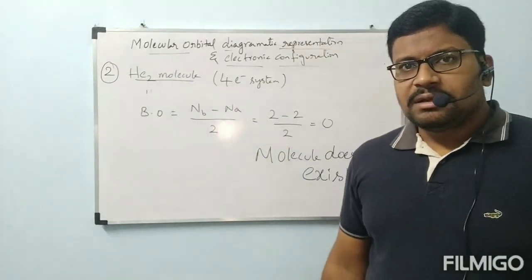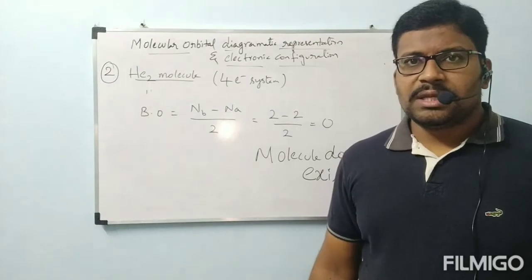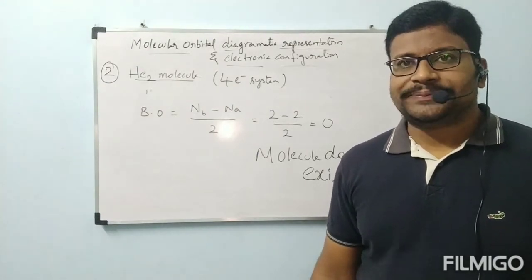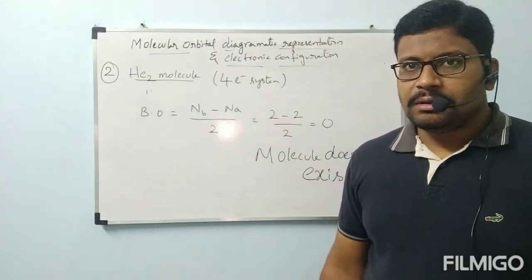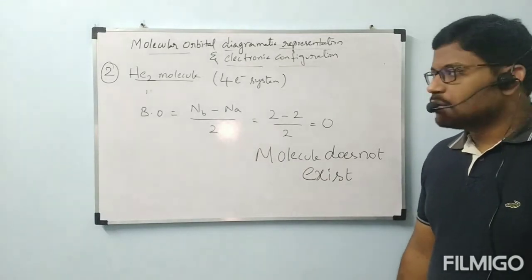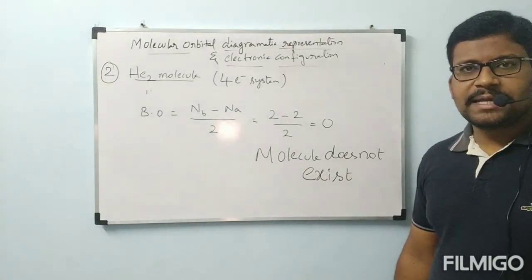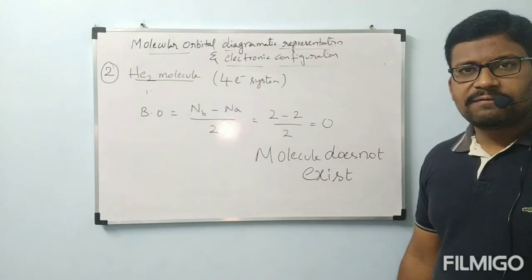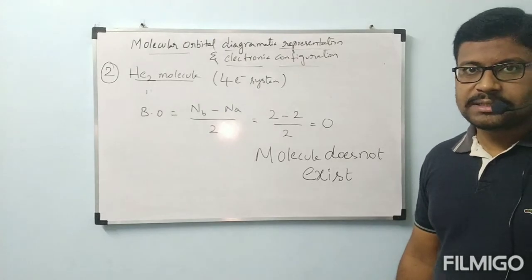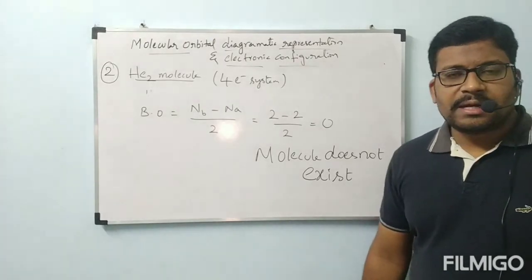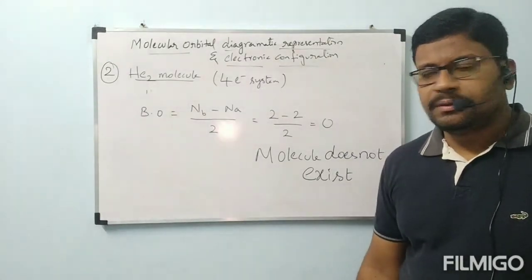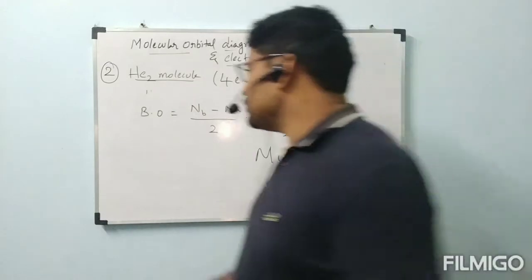If you are very clear, next we will go to the third molecule, the Li2 molecule. Let us see that one. Before that, I hope everything is clear. Bond order formula: Nb minus Na by 2. Nb means the total number of electrons present in bonding molecular orbitals. Na is the total number of electrons present in anti-bonding molecular orbitals. Okay, ma'am? Next, the third one, the Li2 molecule.